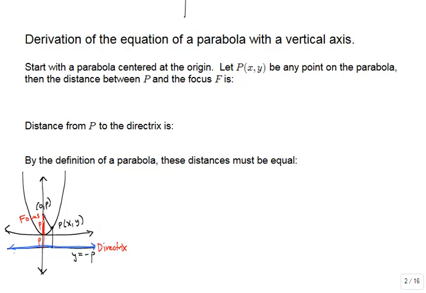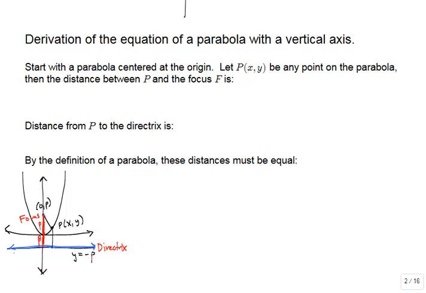Now, since by definition of our parabola, the distance from the origin to our focus has to be the same as the distance from the origin down to our directrix, this downward distance here must also be p, which means that the equation of this line for the directrix would have to be y equals negative p, because it's a horizontal line.